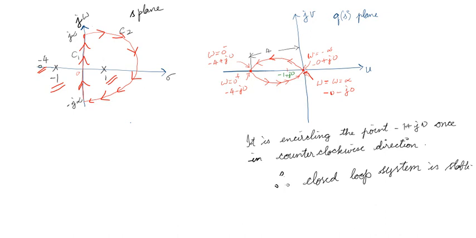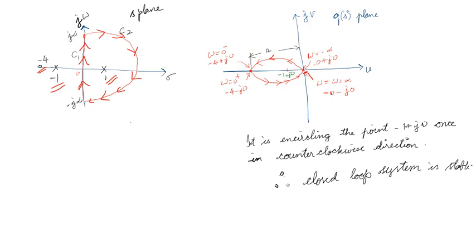This problem is quite obvious, I can say it is cutting the real axis at minus 4. It is not going to cut the imaginary axis. So this length is 4, right? I said the condition for stability is it should encircle the minus 1 plus j0 point once in the counterclockwise direction. This is also encircling once.